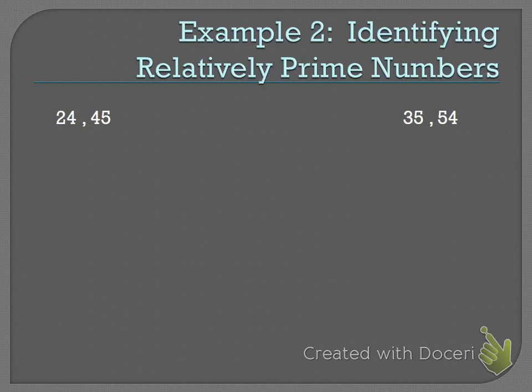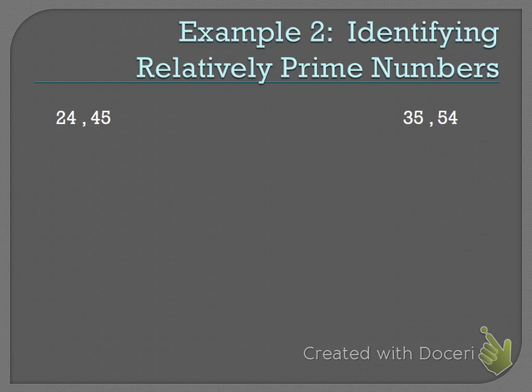All right, so I have 2 choices here on this example. It says to identify whether or not these numbers are relatively prime. Well, the first thing I could do is just list the factors of 24 and 45, just like I did in example 1, and then see if there are any common factors. Or I could do the prime factorization. I tend to prefer prime factorization. However, you can do either method.